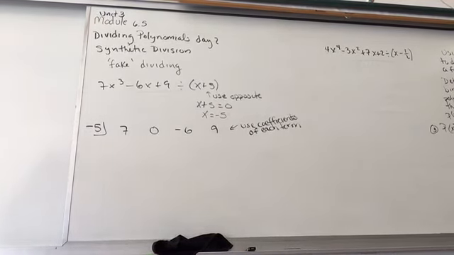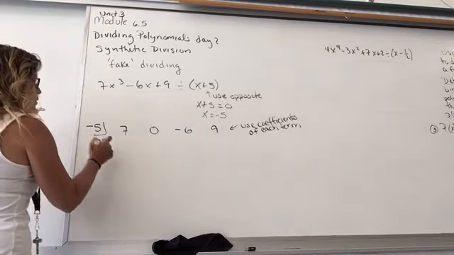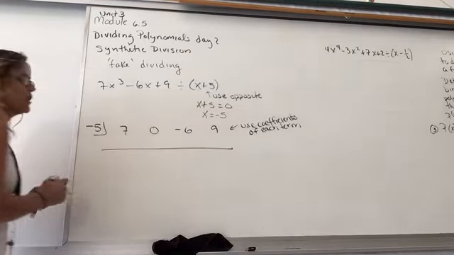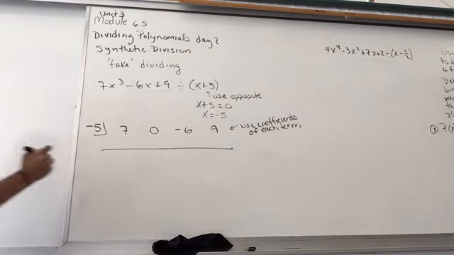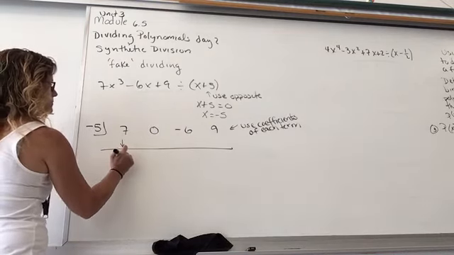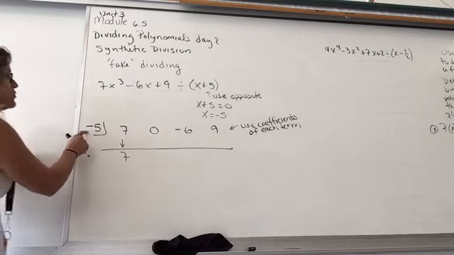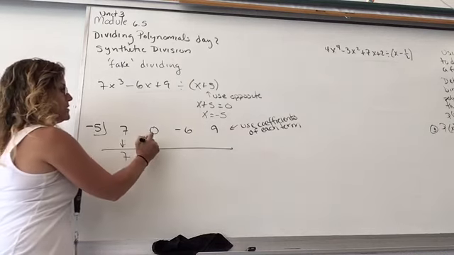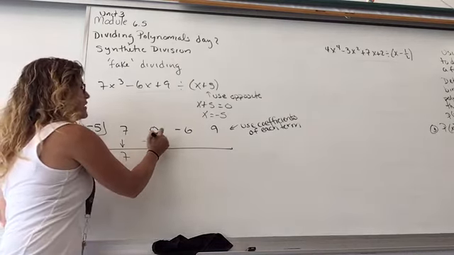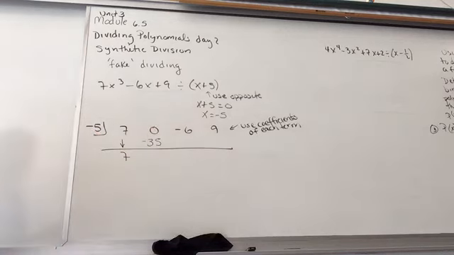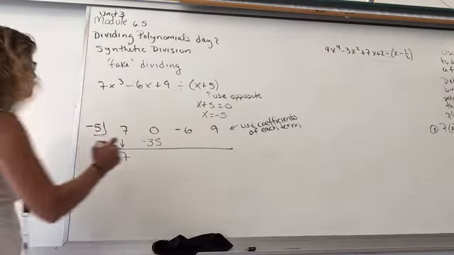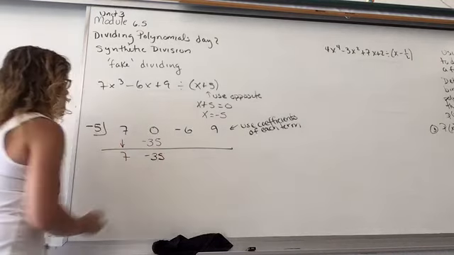All right, so this is kind of a little fun game. And we're going to leave a space underneath, and we're going to draw a line. The first term drops straight down. So it drops down as a 7. And then we're going to do a series of multiplying and adding or subtracting. So negative 5 times 7, that's a negative 35. And I write it underneath the next term. And I add them. 0 plus negative 35, negative 35.